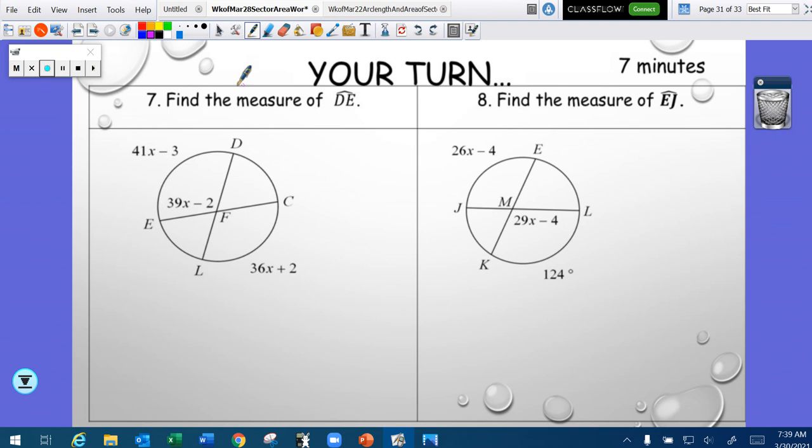Okay, I want you guys to try these two. Pause the video and then come back to it. Try it for yourself and then come and look at the video.